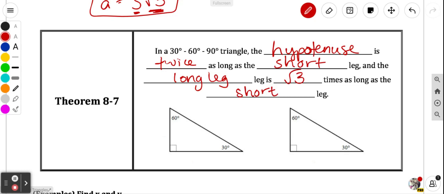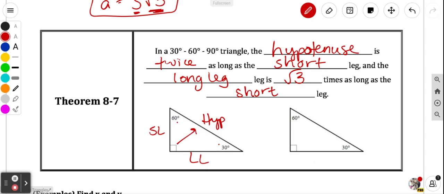So when we're doing 30, 60, 90, there's always a short leg. I like to abbreviate that SL. It's across from the 30-degree angle. Then there's the long leg, LL. That's across from the 60-degree angle. And then the hypotenuse, of course.